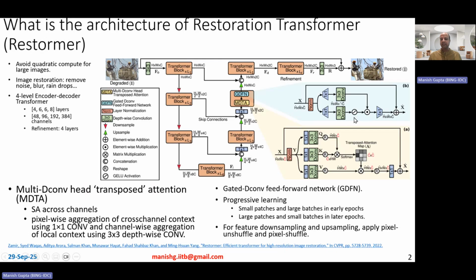There's a gated depth-wise convolution-based feed-forward network layer, okay? Now, the other interesting thing that they do while training is to ensure that they do progressive learning, more like curriculum learning. So they start with small patches and large batch sizes in early epochs, and then in the later epochs, they start to increase the size of the patches. As they increase the size of the patches, the batch size has to be reduced so as to fit in the RAM nicely. Okay. So that's basically the architecture of the restoration transformer.